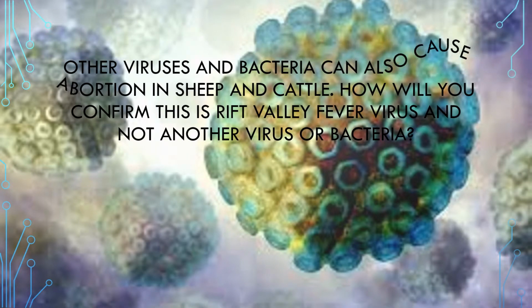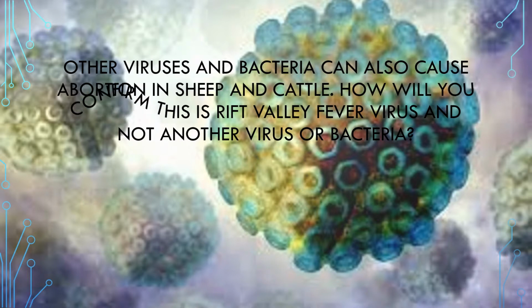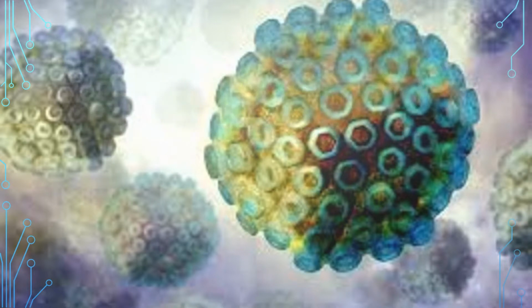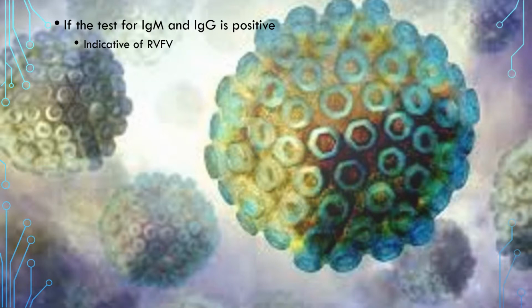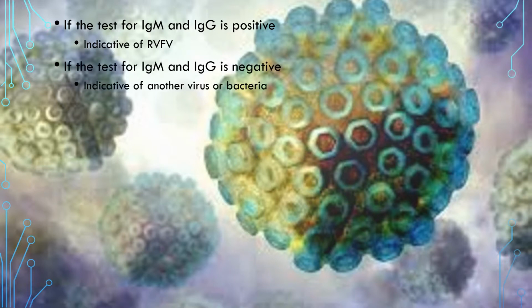Other viruses and bacteria can also cause abortion in sheep and cattle. How will you confirm this is Rift Valley fever virus and not another virus or bacteria? In order to determine whether or not the virus is actually Rift Valley fever or another virus or bacteria, we would perform the ELISA test. If there is a positive test for IgM and IgG, the virus is Rift Valley fever. If there is a negative test for IgM and IgG, the virus is another virus or bacteria.